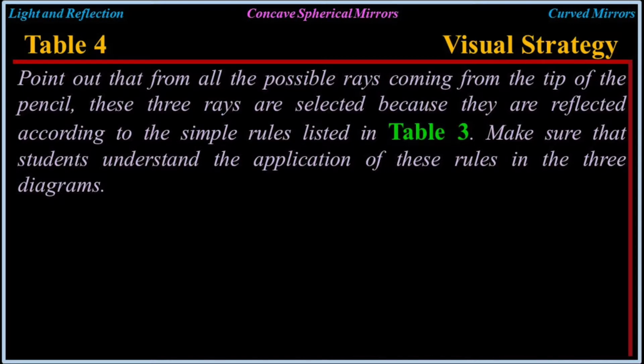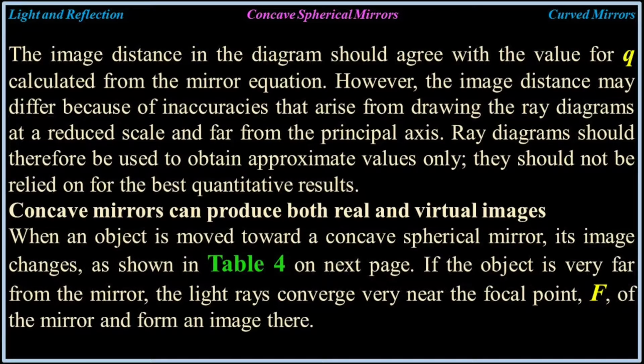Point out that from all the possible rays coming from the tip of the pencil, these 3 rays are selected because they are reflected according to the simple rules listed in Table 3. Make sure that students understand the application of these rules in the 3 diagrams. Now, when we do the next chapter, we'll look at lenses, but the same idea of drawing ray diagrams.